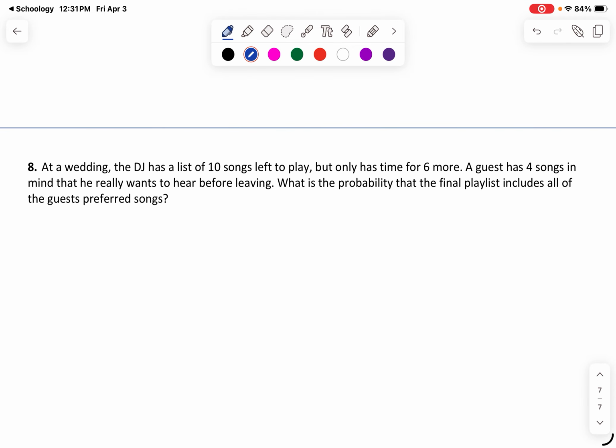Okay. All right, so lastly, we have at a wedding, a DJ has a list of 10 songs left to play, but only has time to play 6 more. So sad. So there's my total. There's my sample space, my bad. A guest has 4 songs in mind that he really wants to hear before leaving. What's the probability that the final playlist includes all of the guest's preferred songs? Okay, so the probability that all 4 of this guy's songs are played.